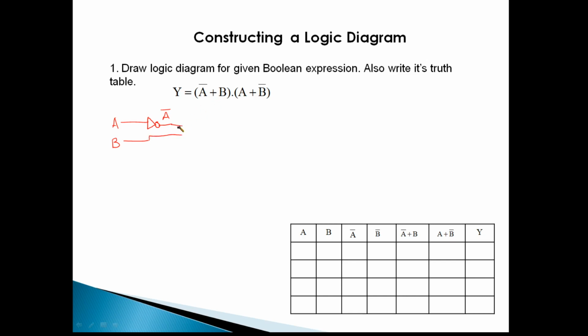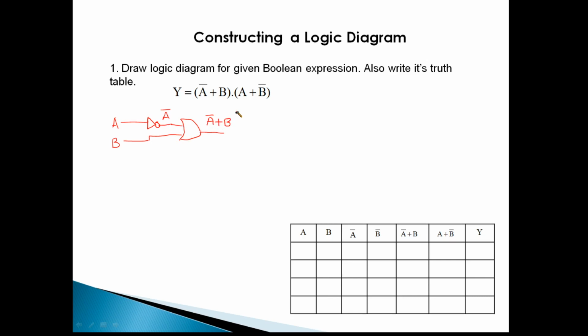Here there is OR operation, so let us add OR gate. This OR gate will produce A bar plus B. Inputs to this OR gate are A bar and B. So it will produce A bar plus B.